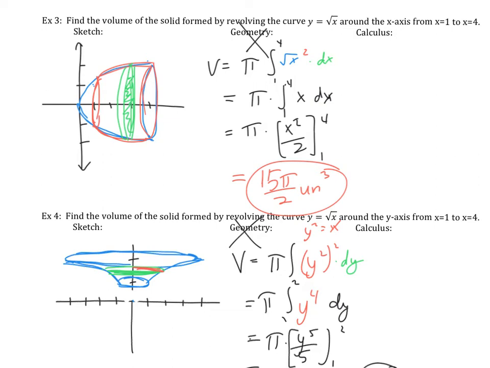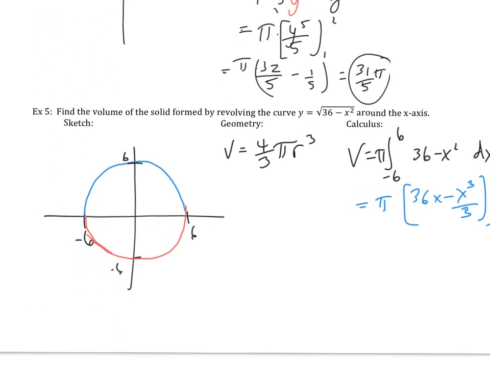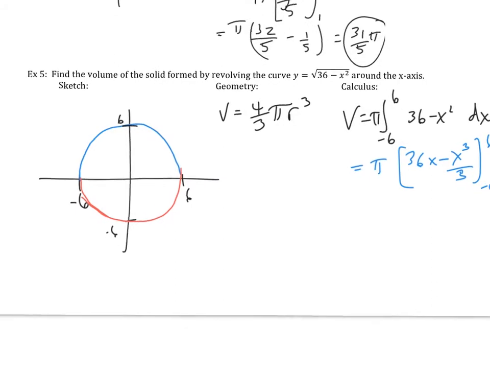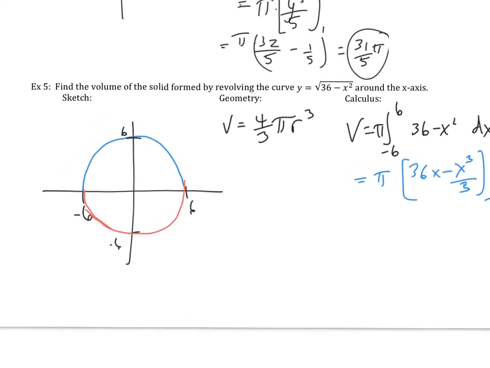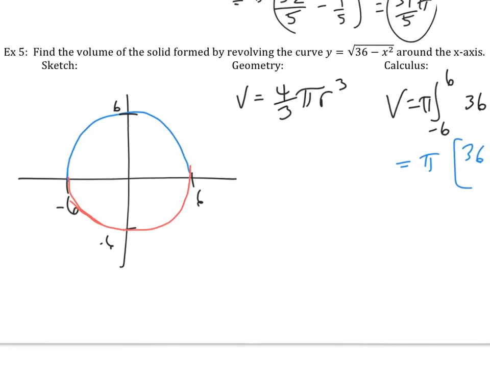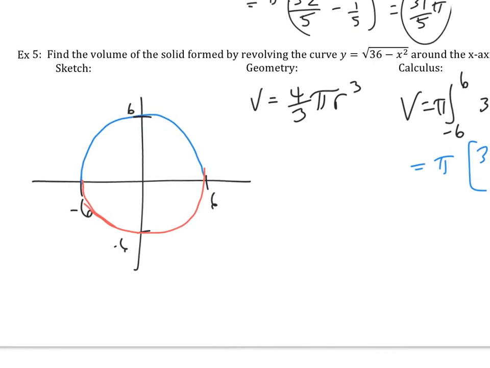Okay, we're going to finish the notes from yesterday. So finishing up where we left off at the end of class was number 5, where you were hopefully figuring out that we had a sphere formed by revolving the curve y equals square root of 36 minus x squared around the x-axis. So square root of 36 minus x squared gives me that blue semicircle, and then I revolve it and I end up with a perfect sphere.